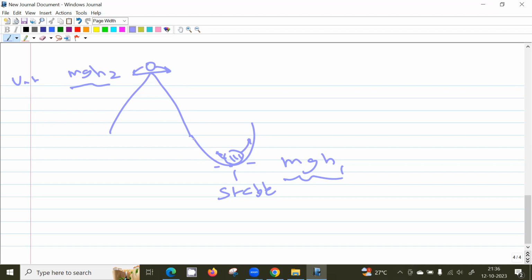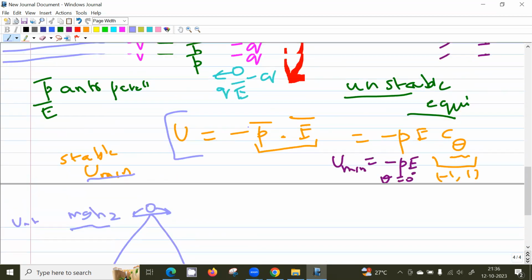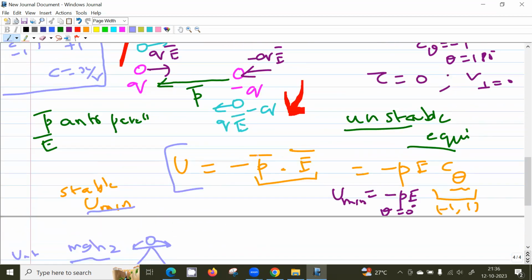So the stable equilibrium position of a dipole corresponds to P and E being parallel. That you can straight away get if you remember this formula. Because potential should be minimum, for that P dot E should be maximum. It should be like plus PE. So for it to be positive, theta should be 0 degrees. So P and E should be parallel.